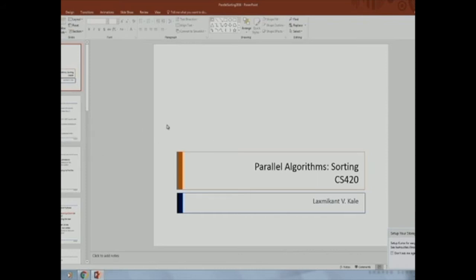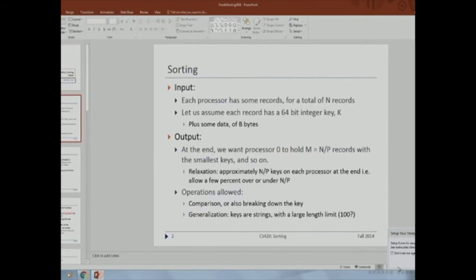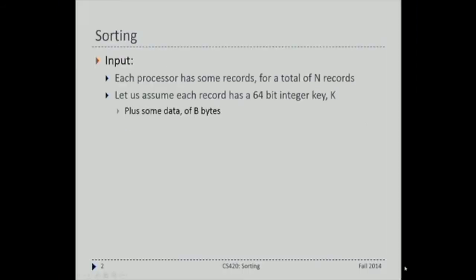So for the input, you cannot assume that the data is all on one processor, because that will be non-scalable. We are interested in scalable algorithms. The practical situations in parallel computing involve data that's spread across processors, and so that's what we're going to assume. Each record has a key and some data of b bytes. We'll assume the key is 64-bit.